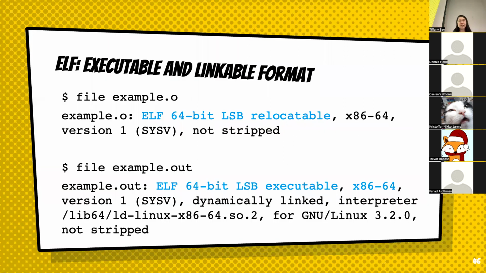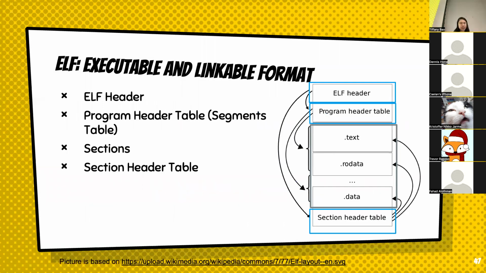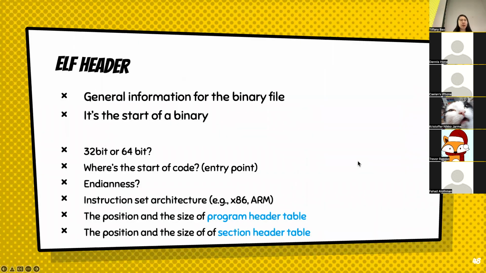Okay, so again, now let's start to talk about the details. We have this layout, and let's first start with the ELF header. The ELF header contains the general information about the binary file. Basically, it tells you that this file is in ELF format. It tells you the architecture of this file, like whether it is 32-bit or 64-bit. It also tells you where the entry point of the code is, like the main function. And what is the endianness of the code? We mentioned endianness last time, little endian or big endian. Some of those binaries are actually big endian, and some of them are little endian.